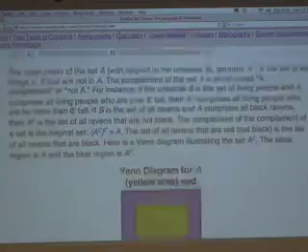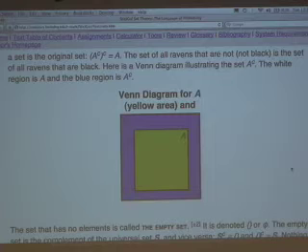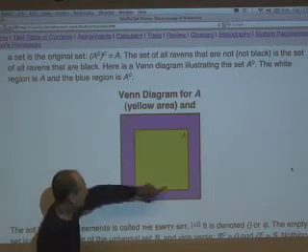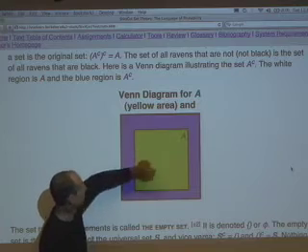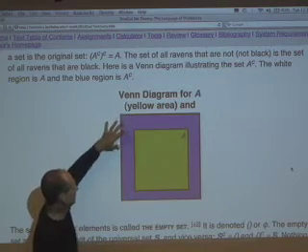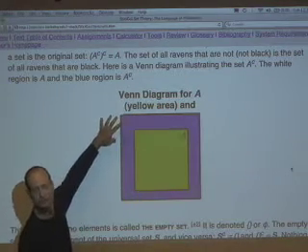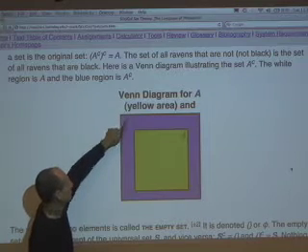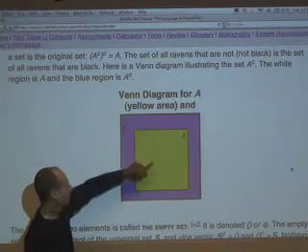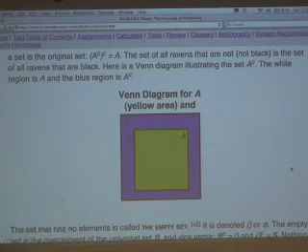The complement of a set is the collection of things that aren't in the set. So if this is the set A, the yellow region, then the blue region outside is A complement. It's the stuff that isn't in A. So it's all the elements of the universal set under consideration that are not elements of this particular set we're talking about.